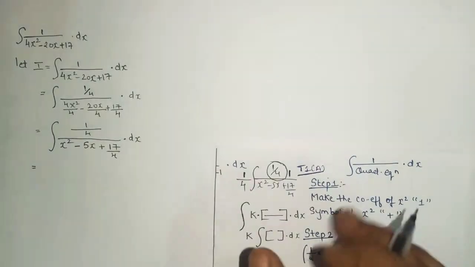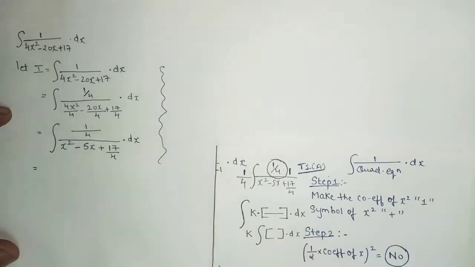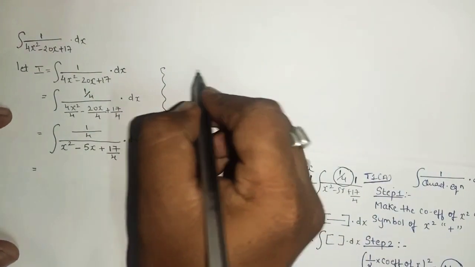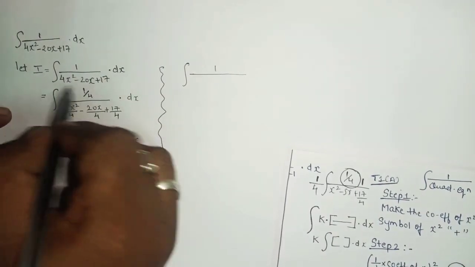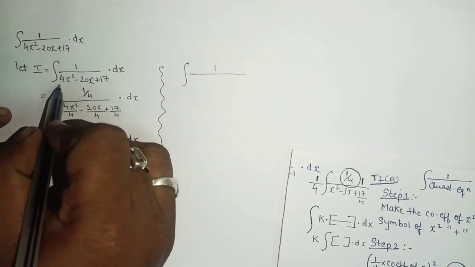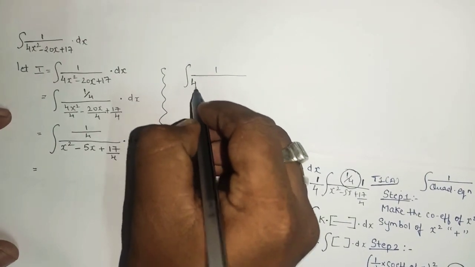As there are two methods, what is the second method? How to make the coefficient 1. The second method is very simple. Just bring 4 common, as here we have to make the coefficient of x square 1. So simply, you will bring 4 common.